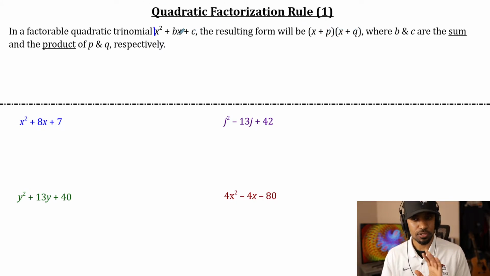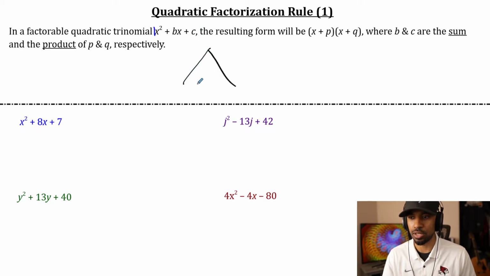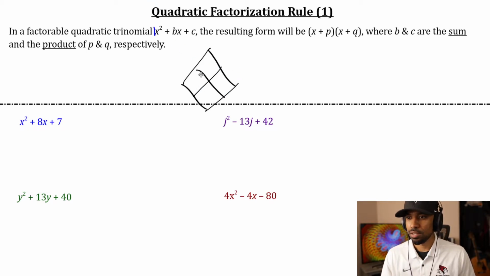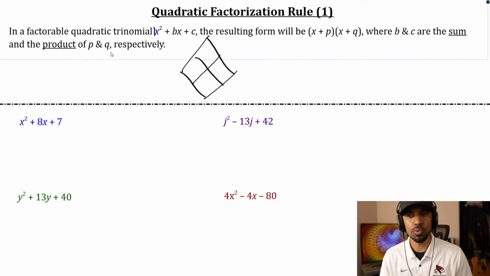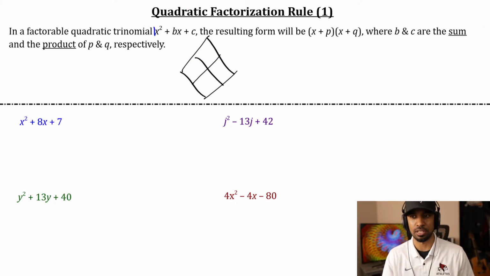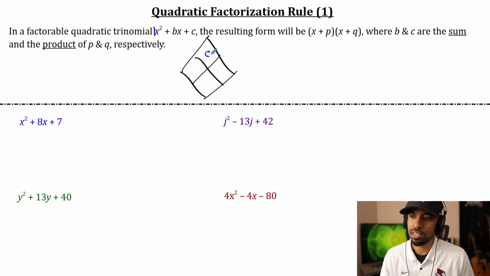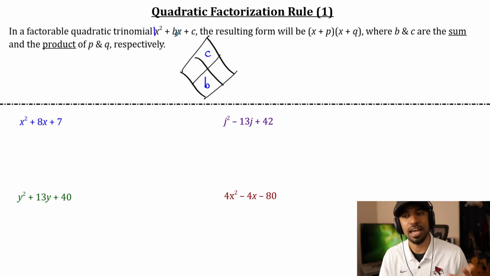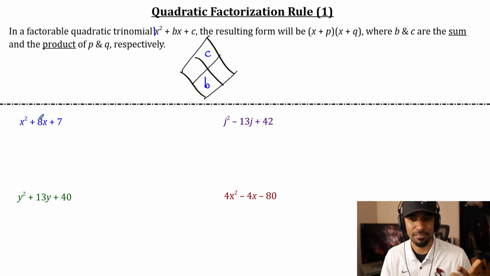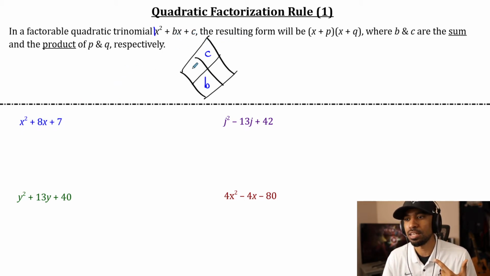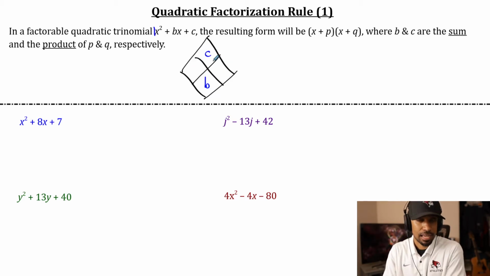You might have seen, if you've seen this before, people draw a diamond or an X thing right here. It's a visual tool. It means nothing mathematically. It's just something someone once drew and said, hey, let's make it mean something. What they would put is the c up here and the b down here, whatever the actual numbers are. Because remember, we're going to have actual numbers here, like 8 and 7. These are the answers to what two numbers multiply to make c, and what two numbers add to make b. And that's all you're doing here.